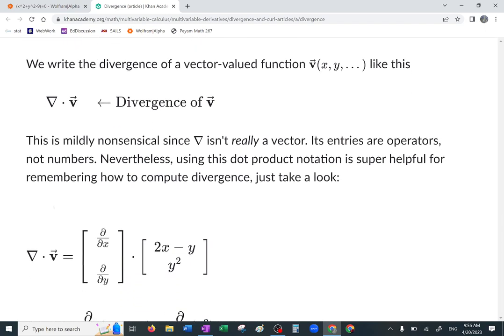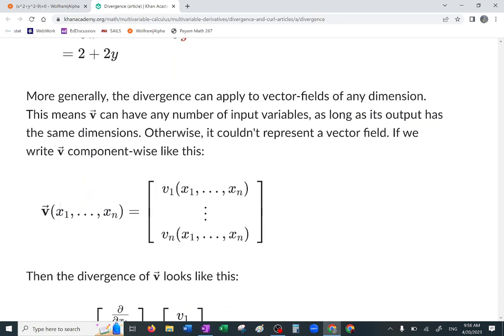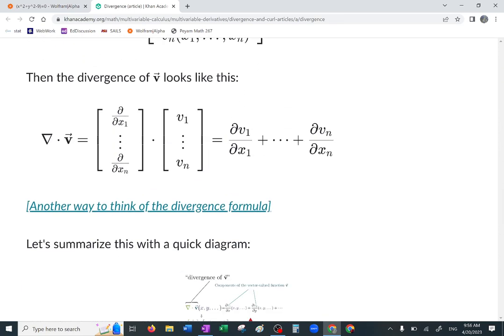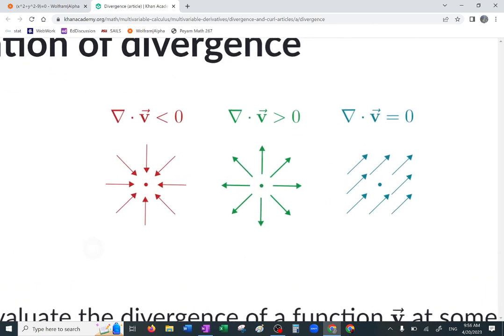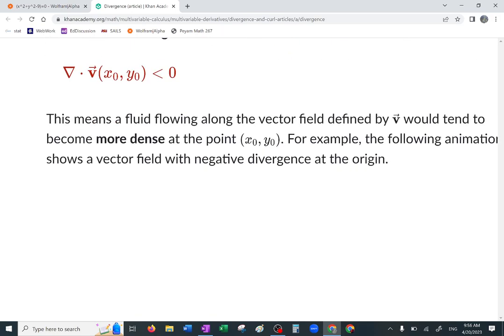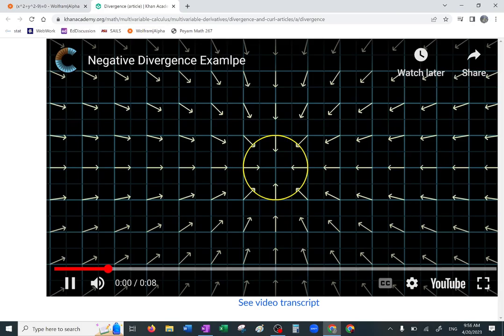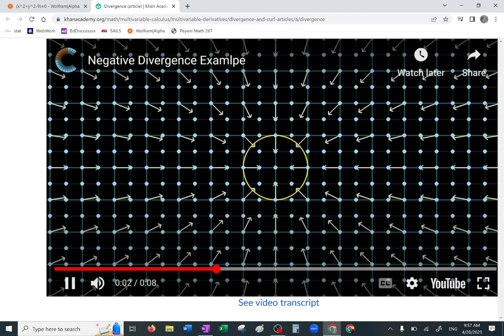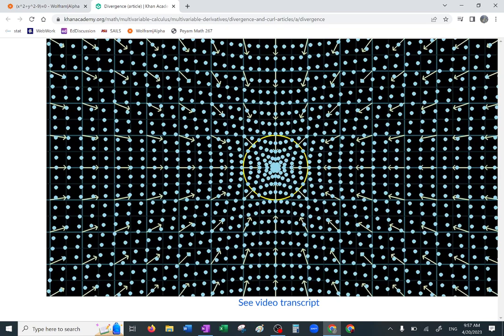So here's divergence, the divergence of V: positive, negative, 0. Positive spreads, negative shrinks, 0 does not change. Here it is. I already showed you that. This is divergence. So negative, more dense. Look at that. That's negative divergence. It gets more dense. So the particles have no choice but to fall into the sink.